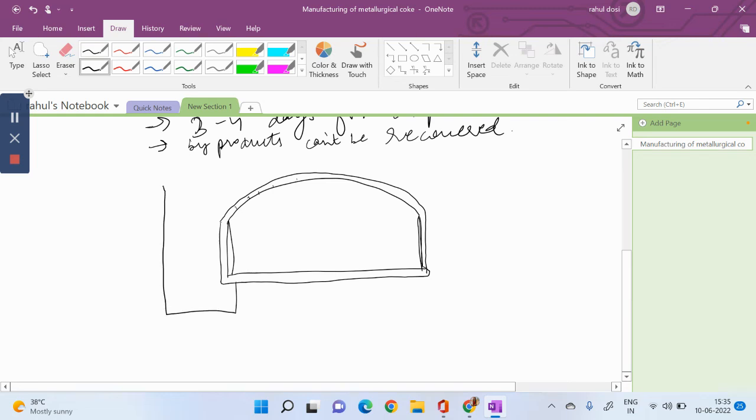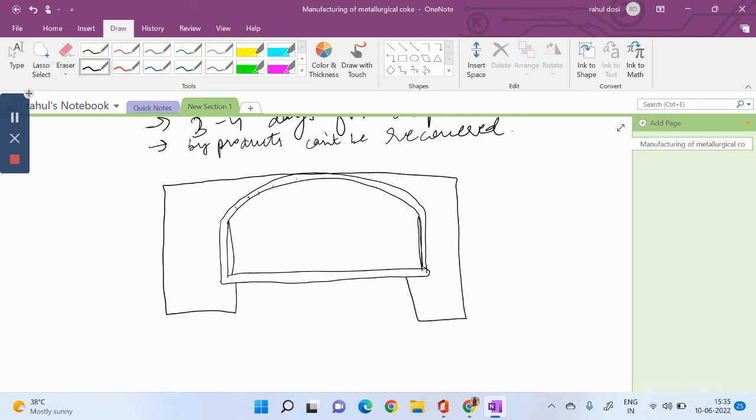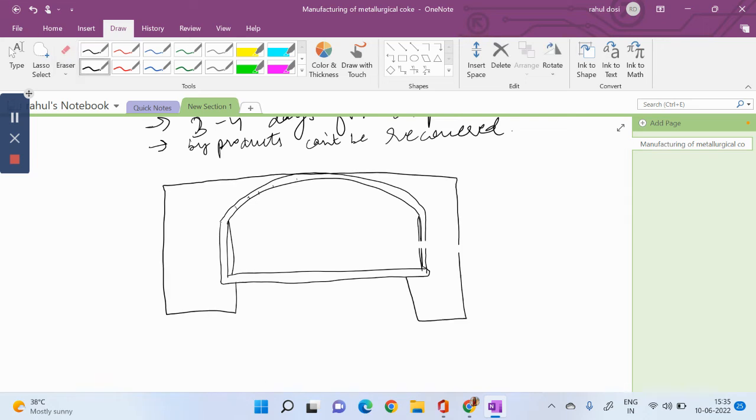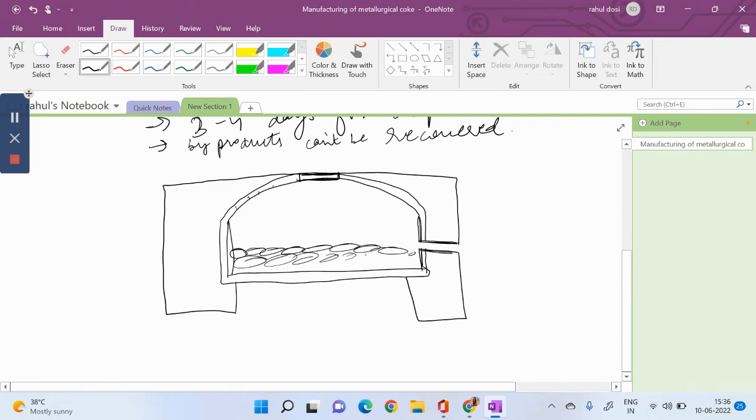And this line will go like this here. And here we need to make a passage so that air can pass through this. Here we need to make a door. From here we can put our coal. Imagine these are our coals here. All this is coal. And you can make bricks like this. So this is the basic structure of beehive coke oven process.